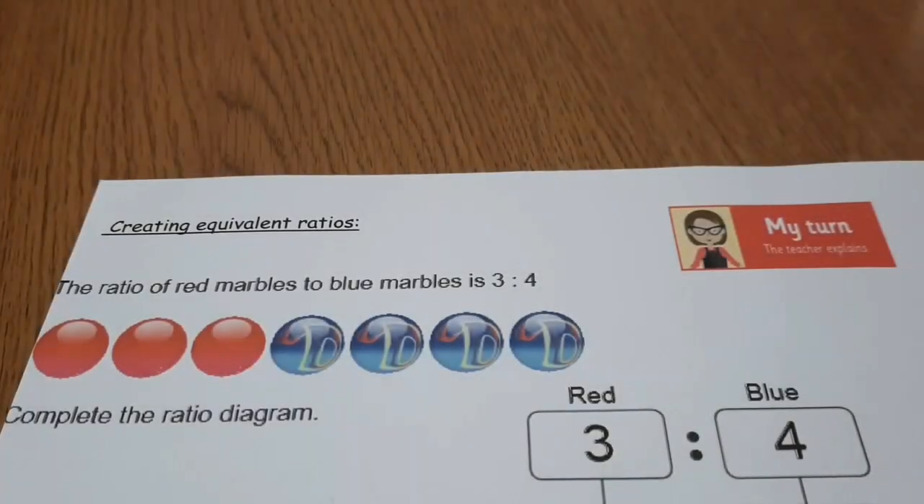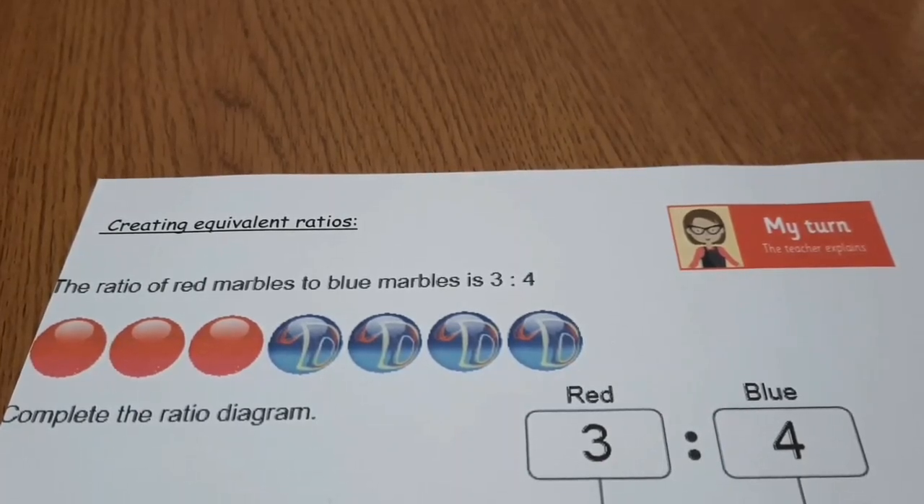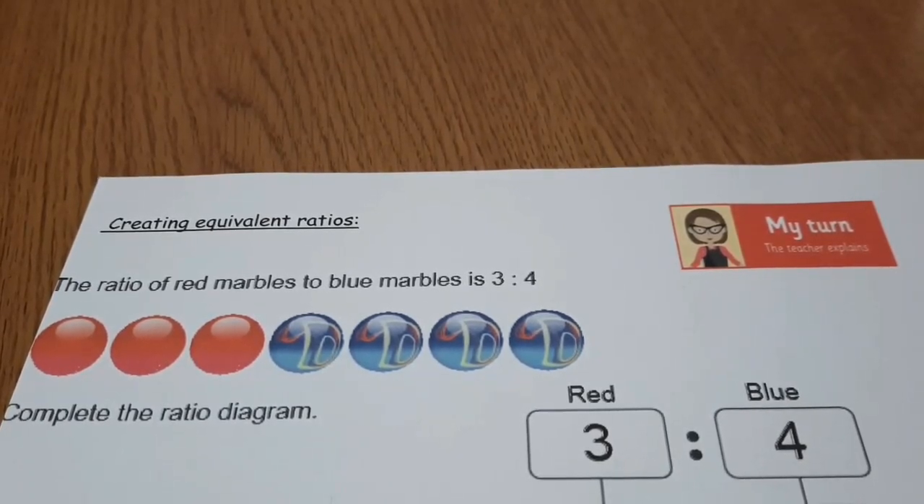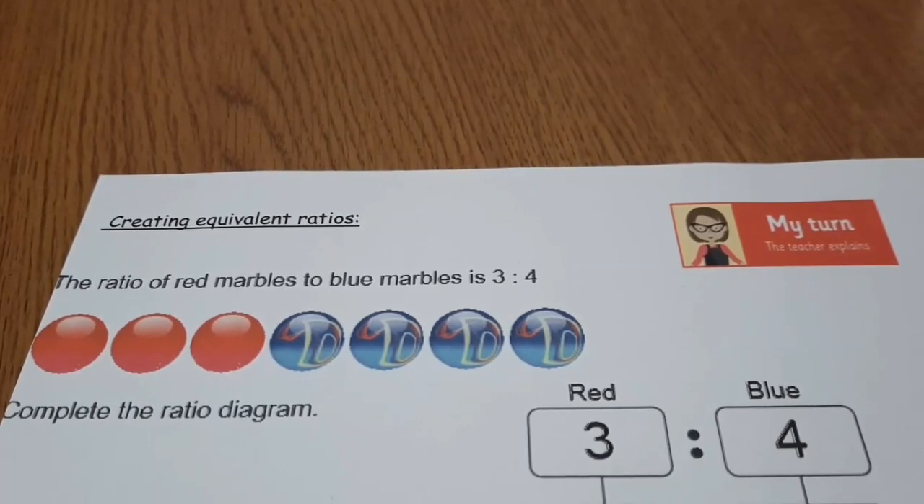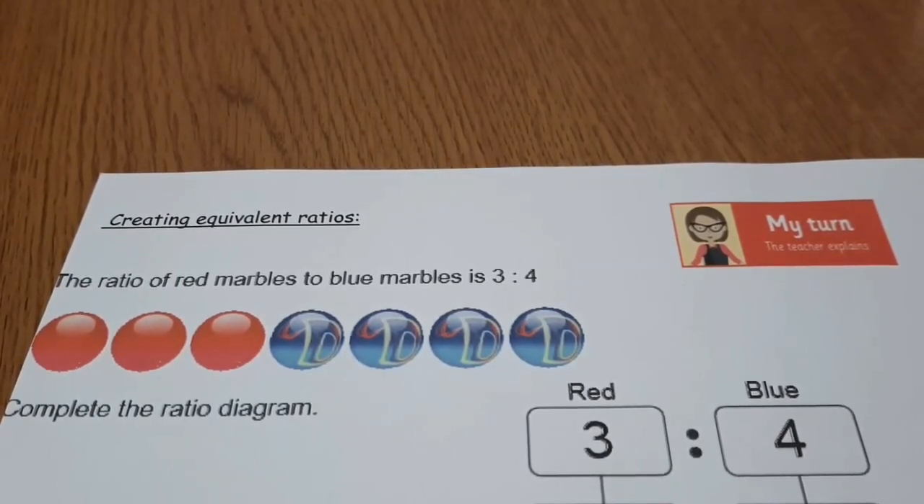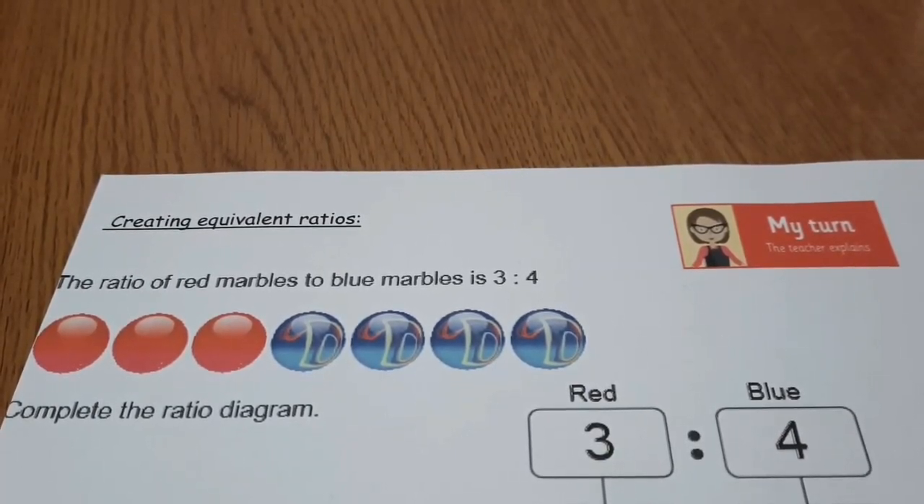So it's my turn now. I'm going to show you what I mean. So we are creating equivalent ratios. Now you can see in the picture I've got 3 red marbles and 4 blue marbles. So the ratio of red marbles to blue marbles is 3:4. So for every 3 red marbles, I've got 4 blue marbles.